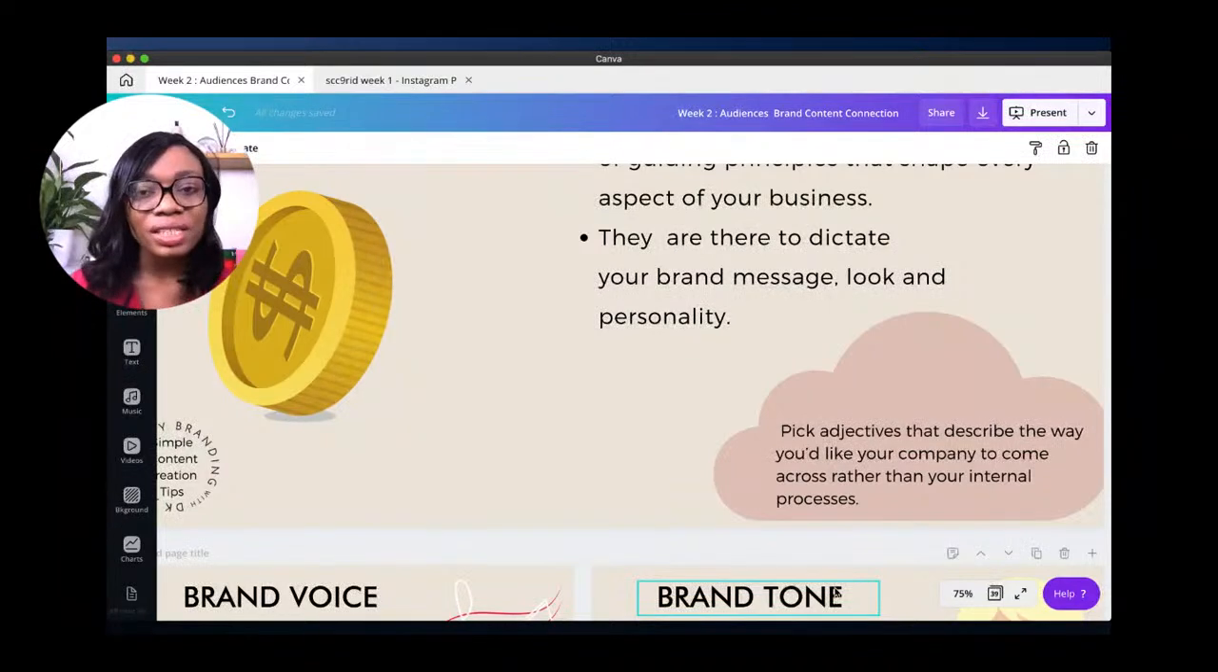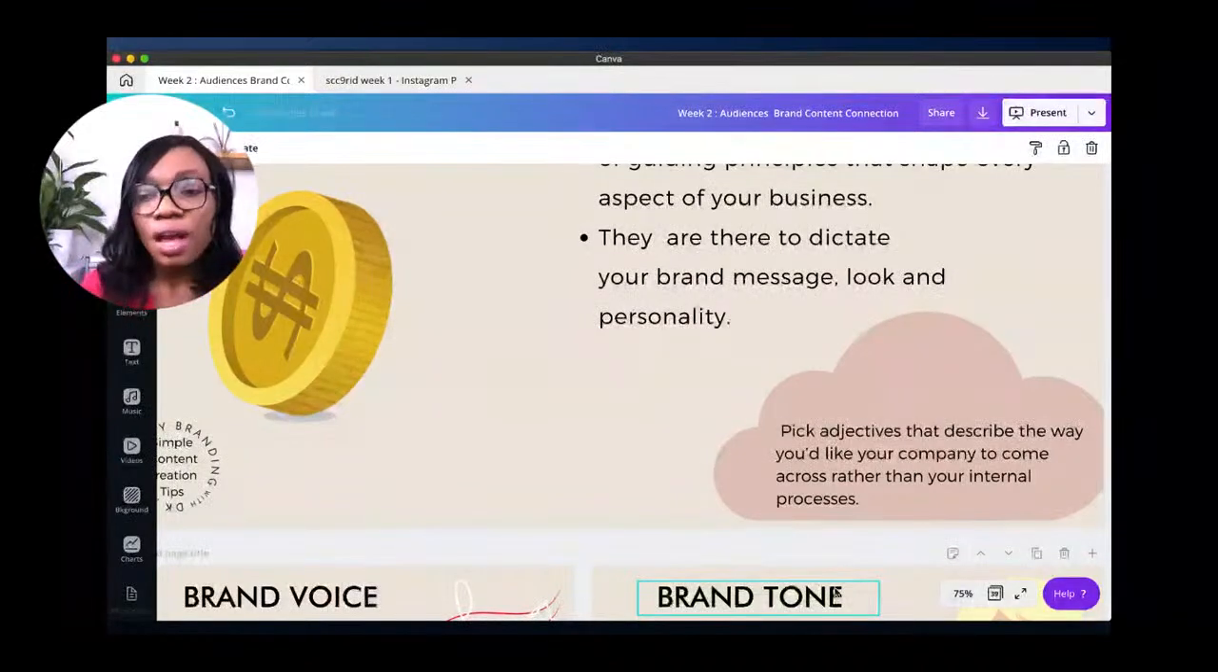So when I was communicating and choosing the words I wanted my brand to reflect, that's exactly what I did. So you need to ask yourself, how do you want people to feel when they come to your brand?